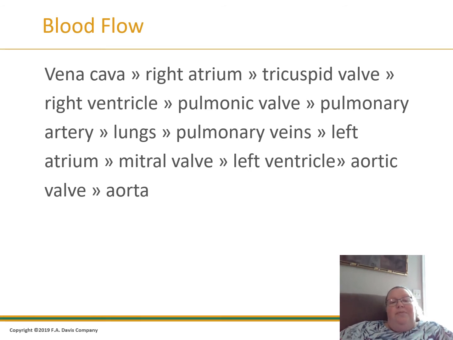So it goes from, oh, here we go. We already just reviewed this, but we'll do it again. The vena cava to the right atrium, to the tricuspid valve, to the right ventricle, to the pulmonic valve, to the pulmonary artery, to the lungs, to the pulmonary veins, to the left atrium, to the mitral valve, to the left ventricle, and then the aortic valve, and then the aorta.